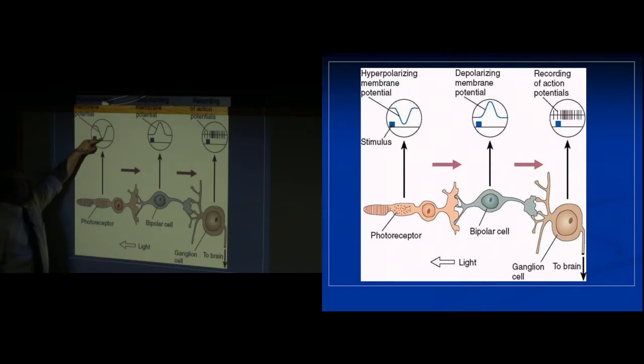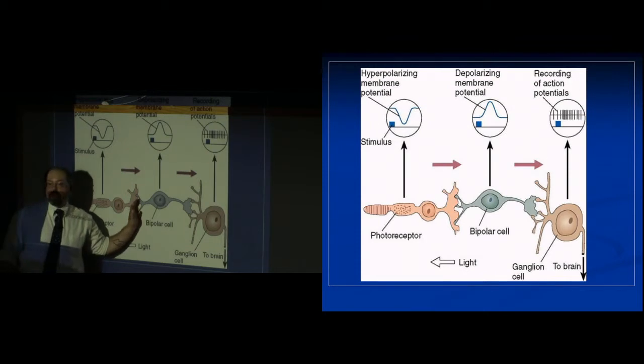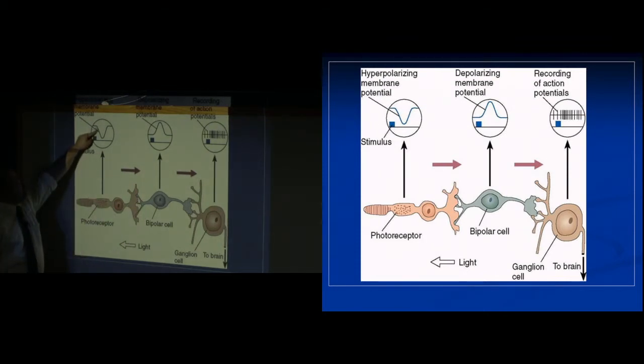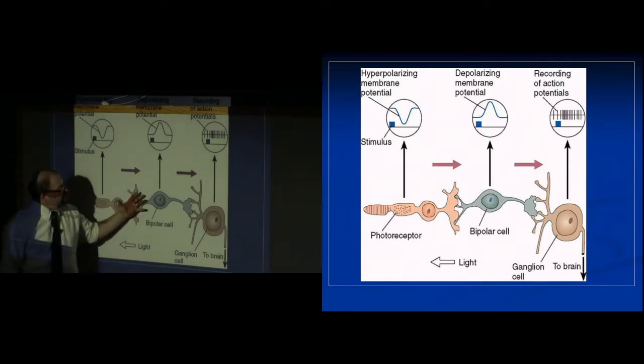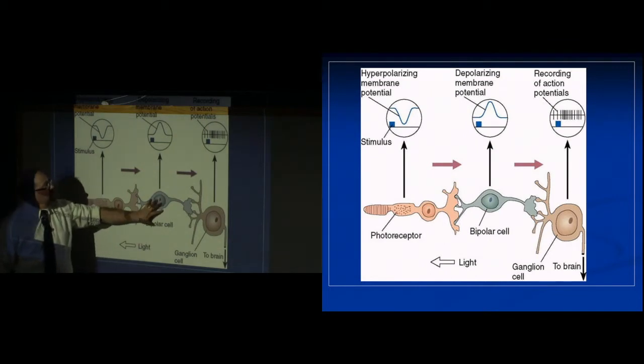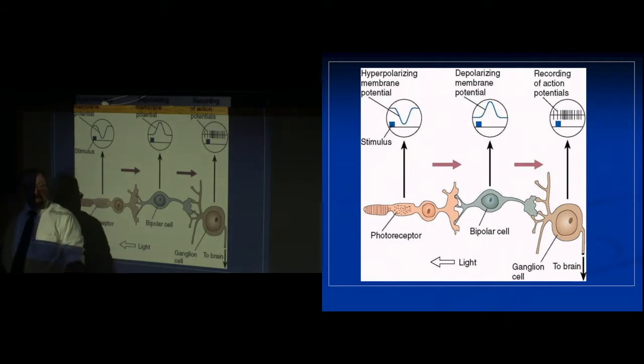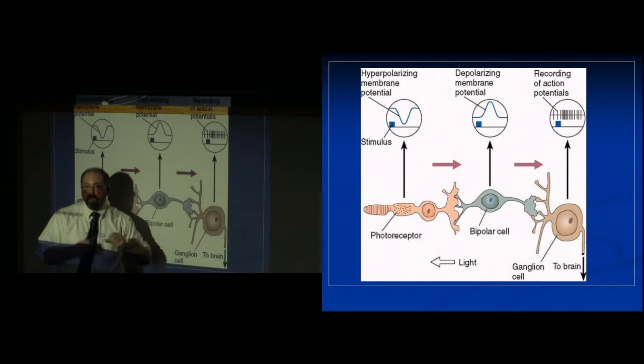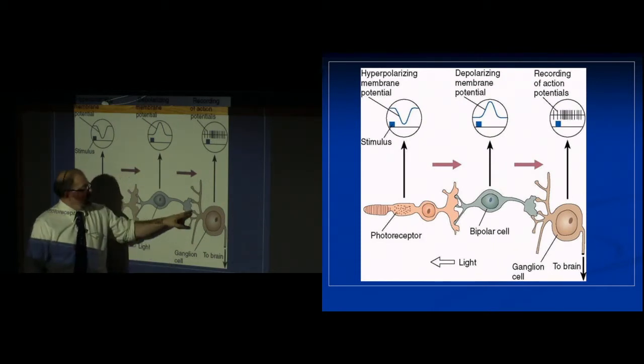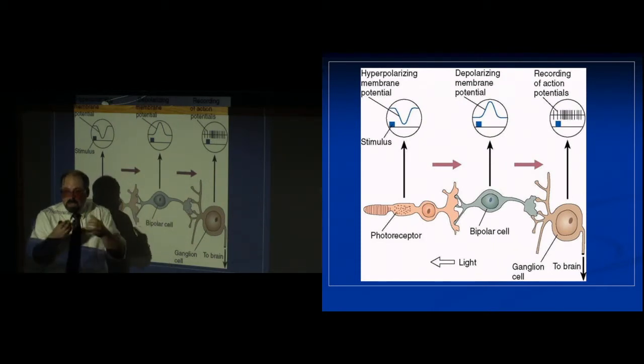With this hyperpolarization, what happens to my release of neurotransmitter? It goes down. So I'm getting less and less neurotransmitter being released as I have that hyperpolarization. With less inhibition, with disinhibition at the bipolar cell, now the membrane potential here is going to depolarize. As my bipolar cell depolarizes, what happens? It releases more neurotransmitter. Turns out it's glutamate also. It's going to release more glutamate.